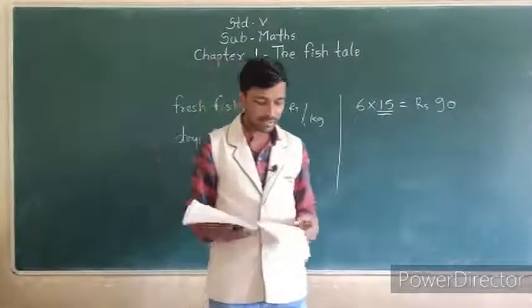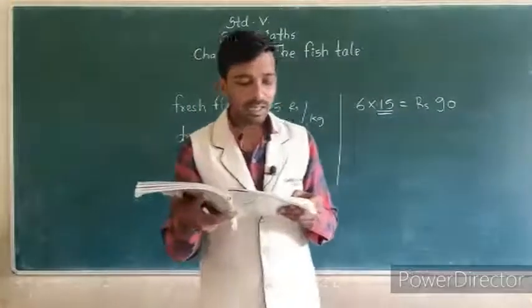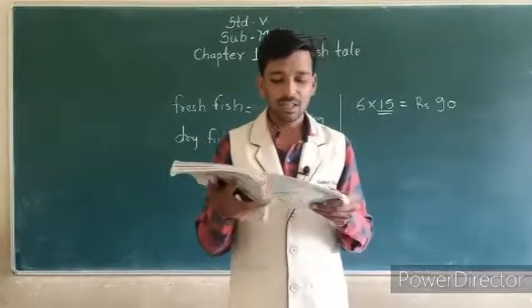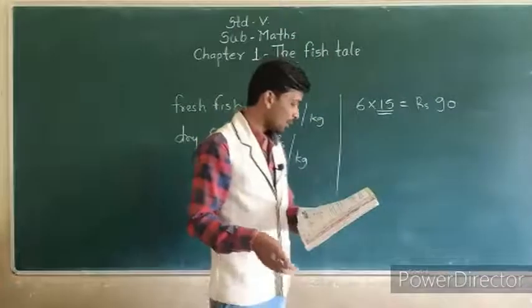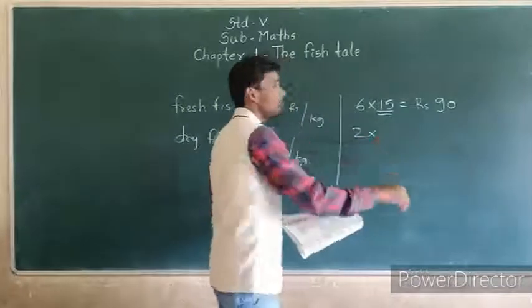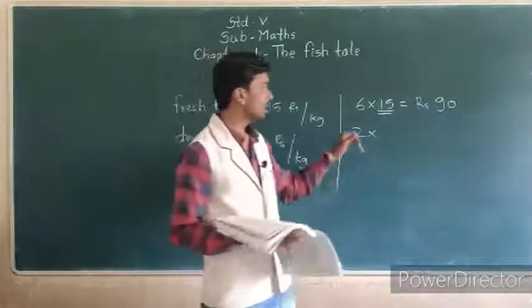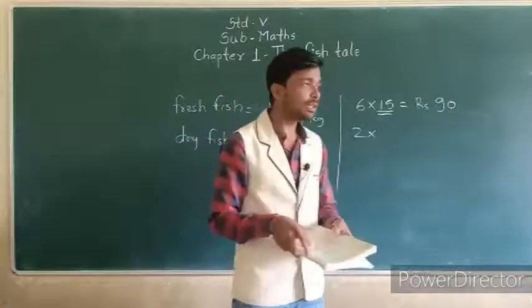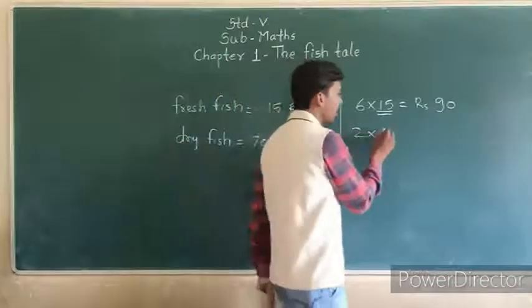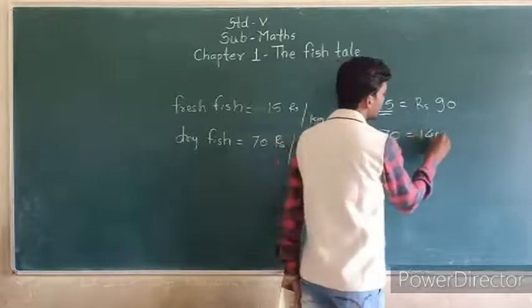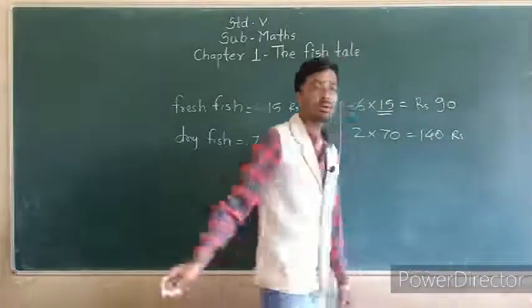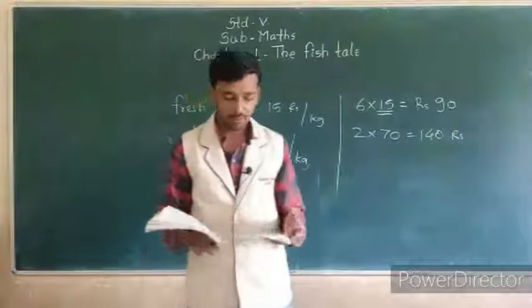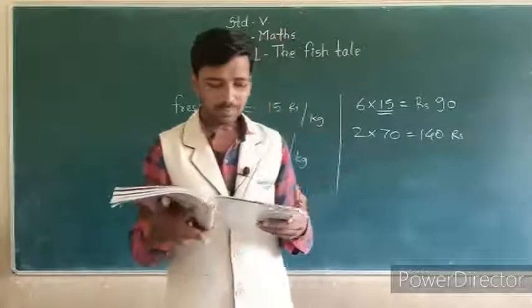Next question. Next, we will sell 2 kg of dried fish and get. When they sell 2 kg of dry fish, the rate of that dry fish is 70 rupees. So we multiply 2 by 70 and the answer is 140 rupees.